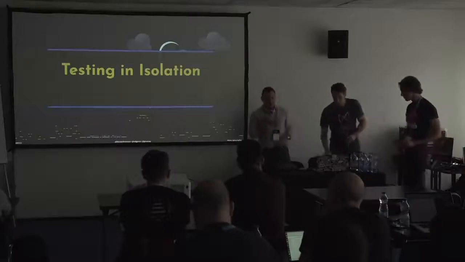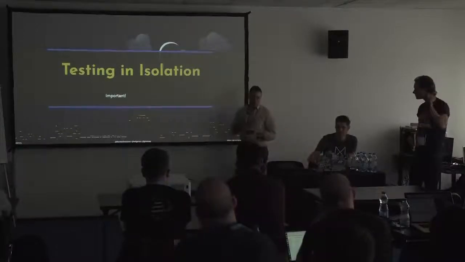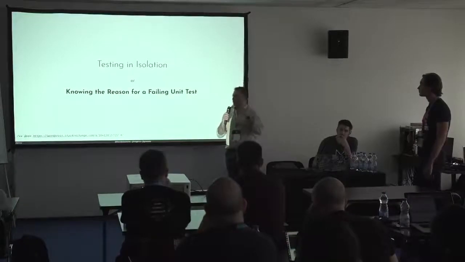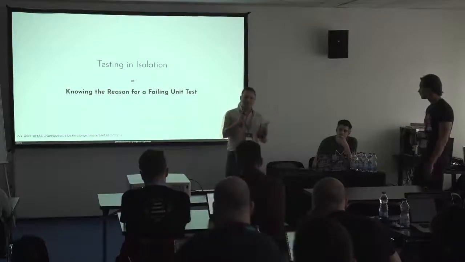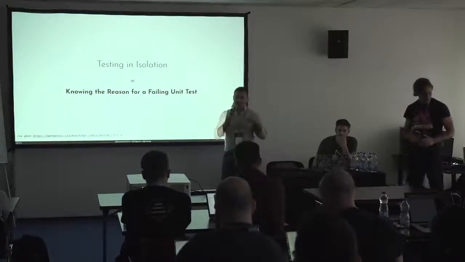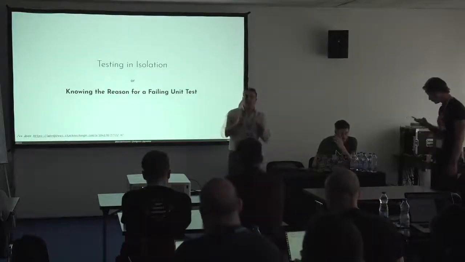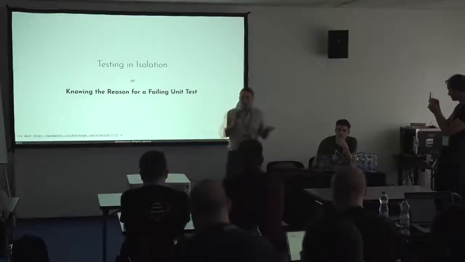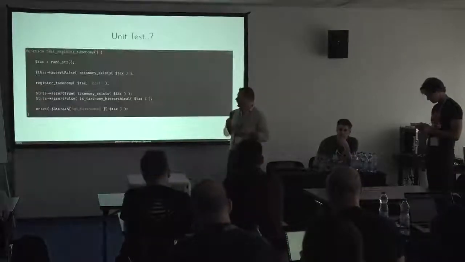Yeah, we say unit testing is dynamic testing, but it's also testing in isolation. So what does isolation mean? Unit testing is about finding bugs or defects in software. Bugs show themselves as failures, and when a test fails, we need to know what the reason is. Because if a test fails and we don't know why, then we don't know what we need to fix.